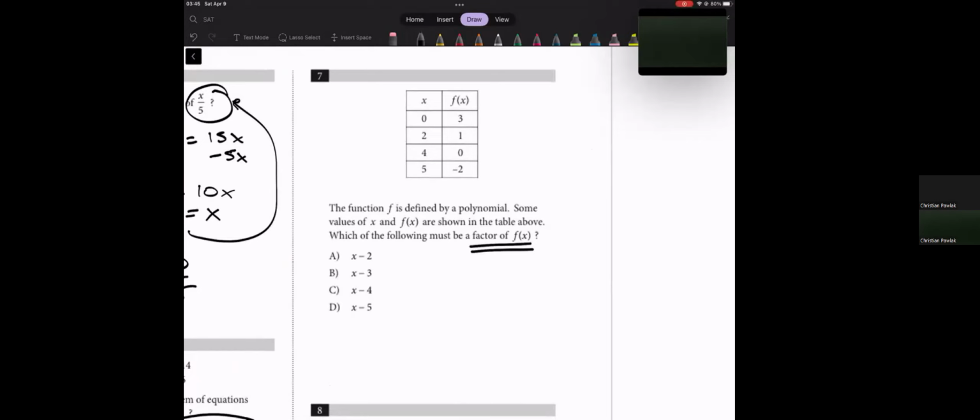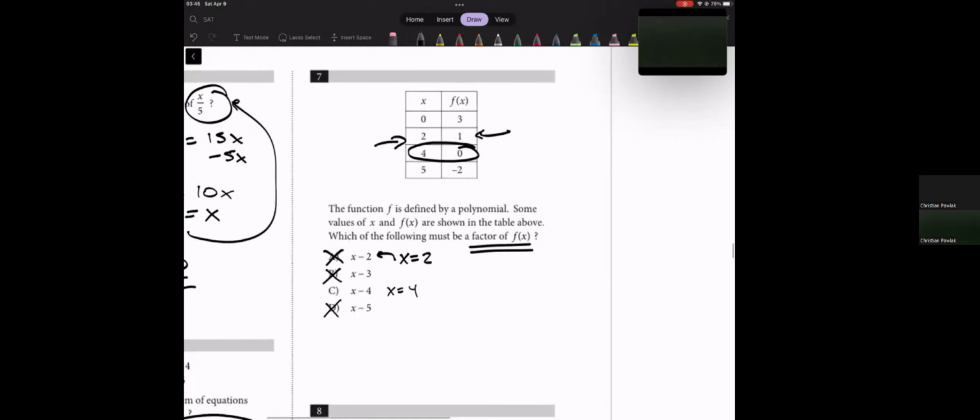So as a result, I'm wondering, okay, if I plug in x equals 2 into this, I will get 0. But what happens when I look at the table when I say x equals 2? Do I get a 0 here? No. So it can't be A. There is no 3. How about x equals 4? If x equals 4, yes, I get a 0. And then if x equals 5, no. Again, the idea of a factor is that if I plug in that number, it'll equal 0.